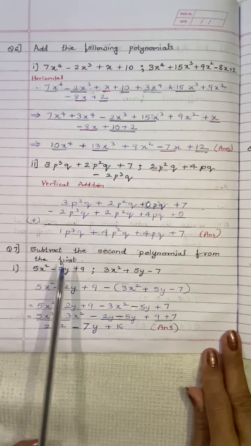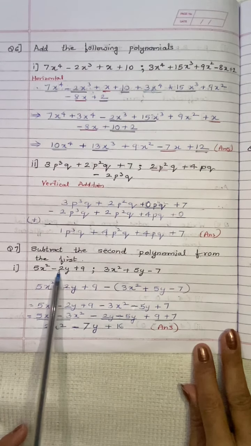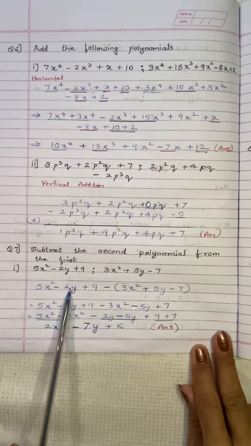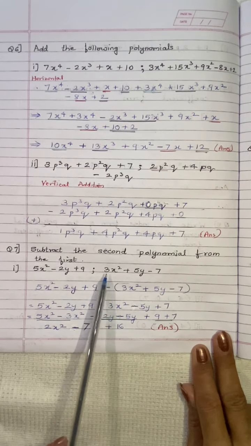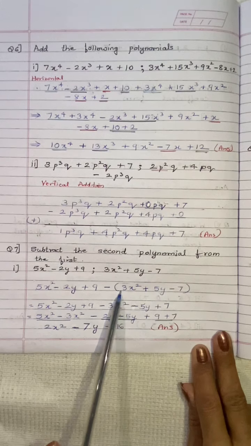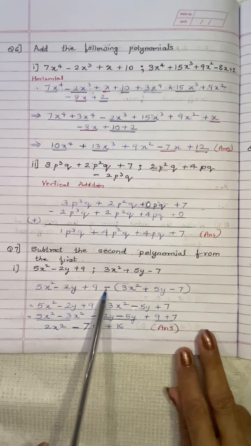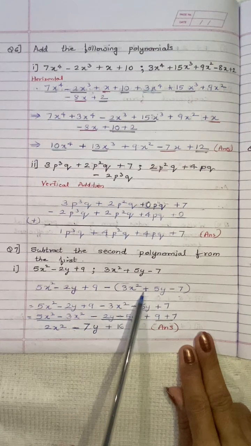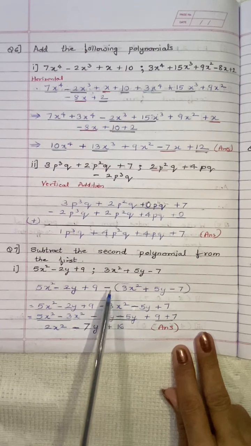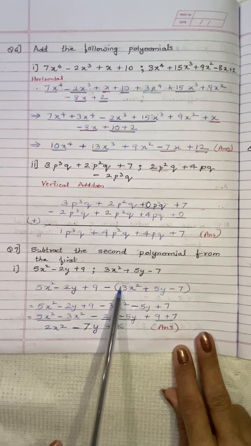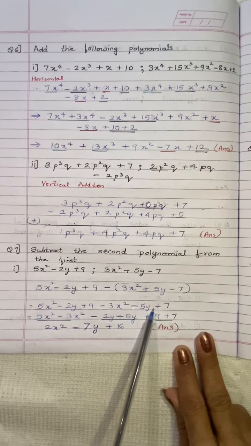Question 7. Subtract the second polynomial from the first. So 5x square minus 2y minus 9. We have to put a minus sign because it is subtract, so this goes into the bracket: 3x square plus 5y minus 7. When there is a minus sign before the bracket, all the terms inside the bracket change to the opposite sign. So the first will be copied as it is, and this is positive so it becomes negative, this is positive so it becomes negative, this is negative so it becomes positive.